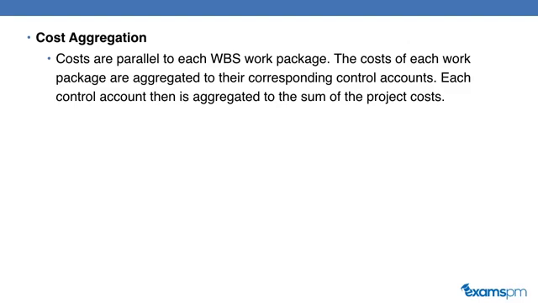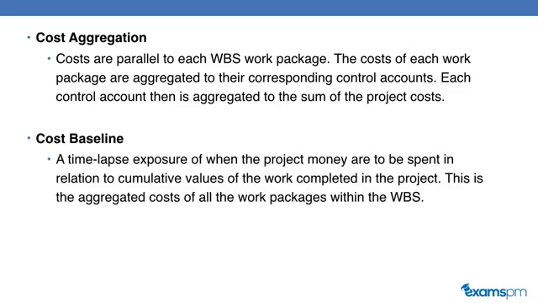Cost aggregation. Costs are parallel to each work breakdown structure work package. The cost of each work package is aggregated to its corresponding control account. Each control account is then aggregated to sum up the project cost. Cost baseline. So this is how much you estimate the total budget of the work you have to do on your project will cost. This is the cumulative cost to complete your project. This is the aggregated cost of all the work packages within your work breakdown structure.